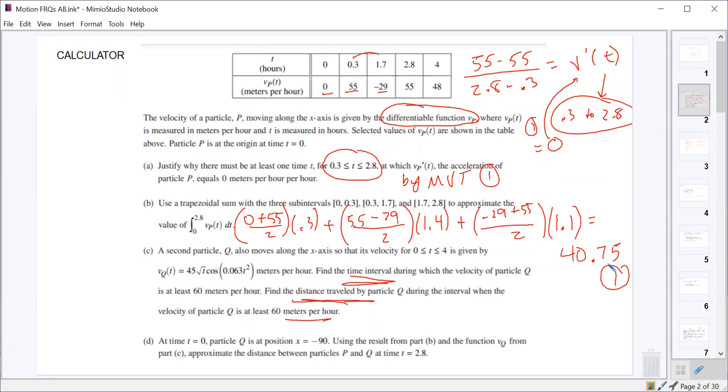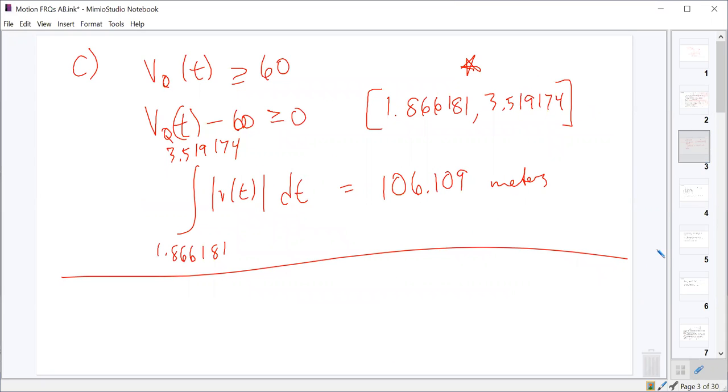And then for part A, we talked about the mean value theorem. Because the function is continuous and differentiable, the average rate of change from 0.3 to 2.8 was 0. So the instantaneous rate of change, or the derivative of the velocity, must have been 0 somewhere on that interval. Hopefully everyone's good with that. Great. All right, part D.